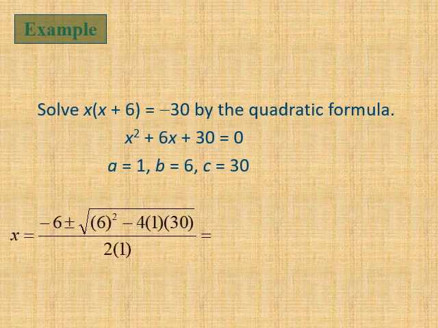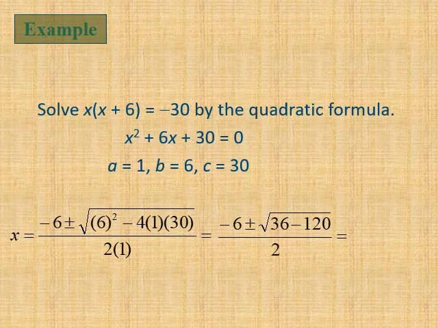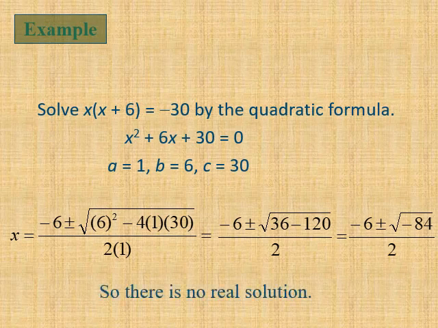Then substitute in negative b plus or minus root b squared minus 4ac over 2a. So negative 6 plus or minus square root 6 squared minus 4 times 1 times 30 over 2 times 1. Finally, it will be negative 6 plus or minus root of 36 minus 120, which means root negative 84. There is no square root for a negative number, so the solution set is empty, or we have no solution.